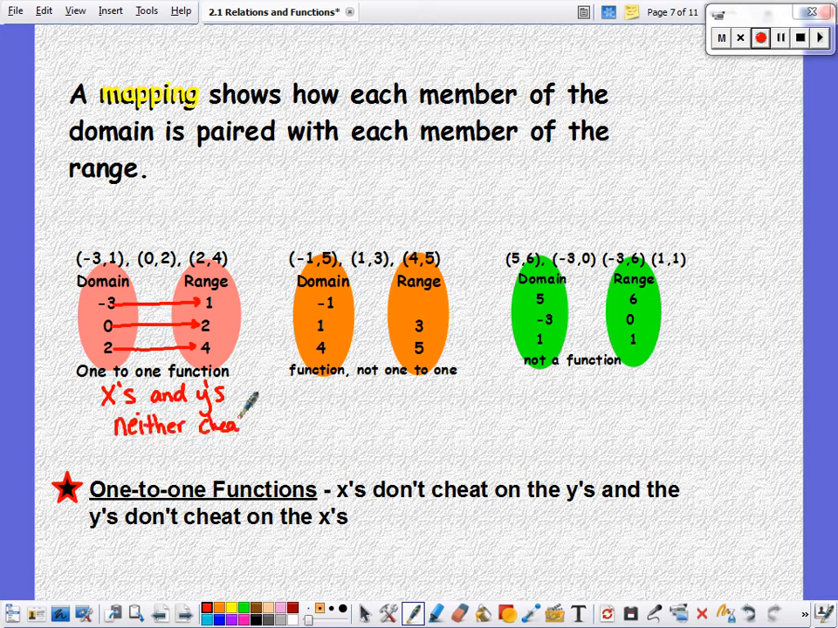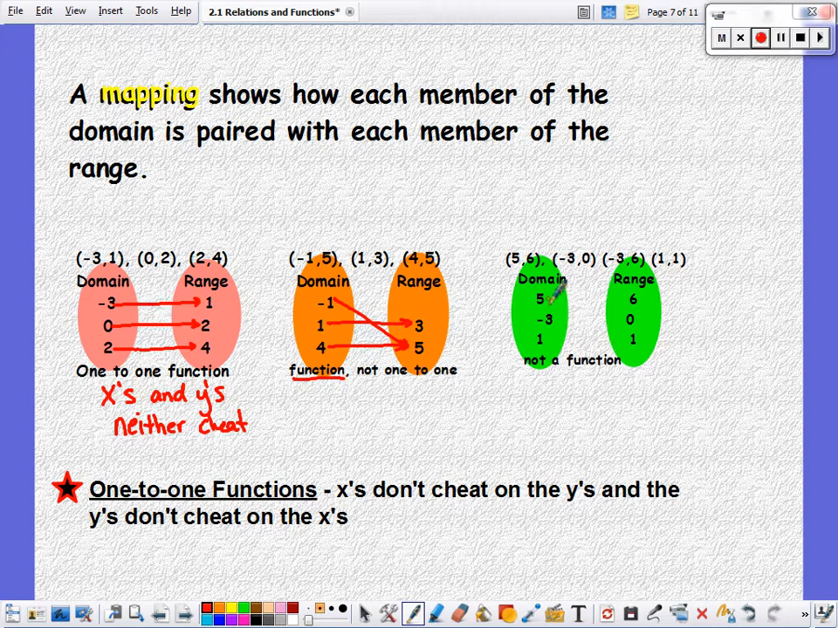And that's called a one-to-one function, when neither the x's nor the y's cheat. This one, however, we do have a function. -1 goes to 5, 1 goes to 3, and then 4 goes to 5. So notice that all the x's only have one branch. That's fine. That makes it a function. It's not going to be one-to-one because this 5 has 2 of the domains. But it is a function. That's key. X's do not cheat on the y's.